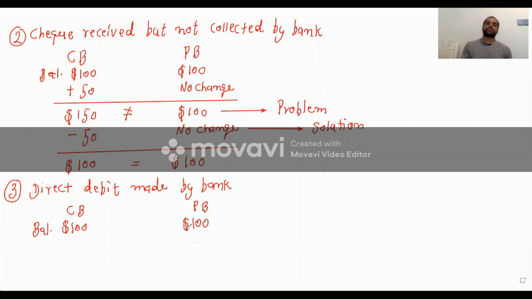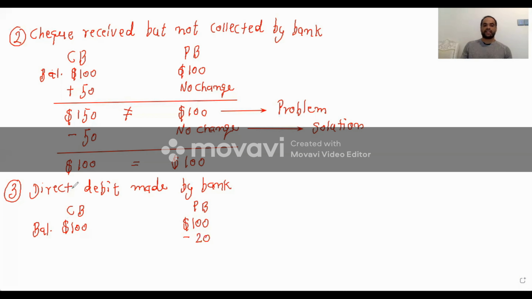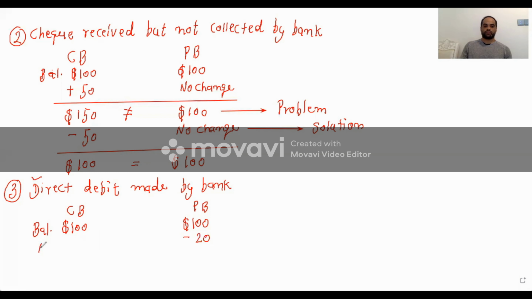Bank account will decrease because bank account is debit. So for example, amount is $20, so minus $20. Your bank account will be debit, so bank account will be reduced. So this is the direct thing that has happened. So you don't know, or you can call it no change here. No change here.